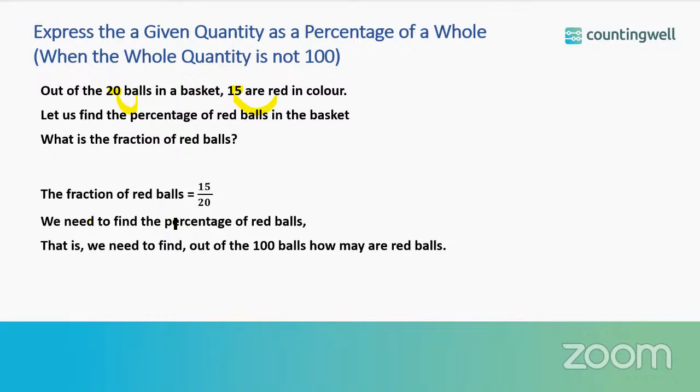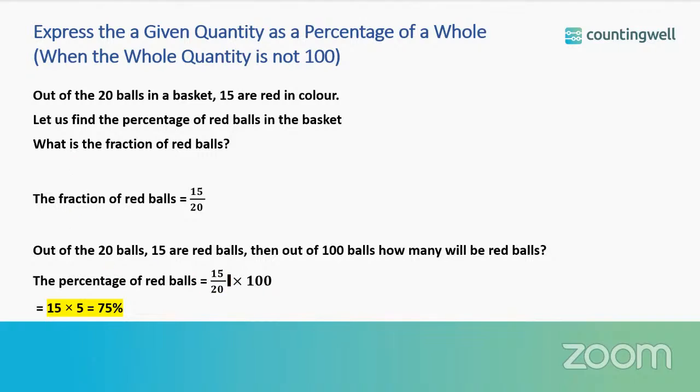Now, if you want to find the percentage, we need to find out of 100 balls, how many will be red balls. Because percent means per 100. So it is 15 per 20 balls. How many red balls will there be for 100 balls is the question. So we are simply going to multiply 15 by 20 by 100. This will give you 15 into 5, which is 75%. So we can say out of 20 balls, there are 75% red balls.